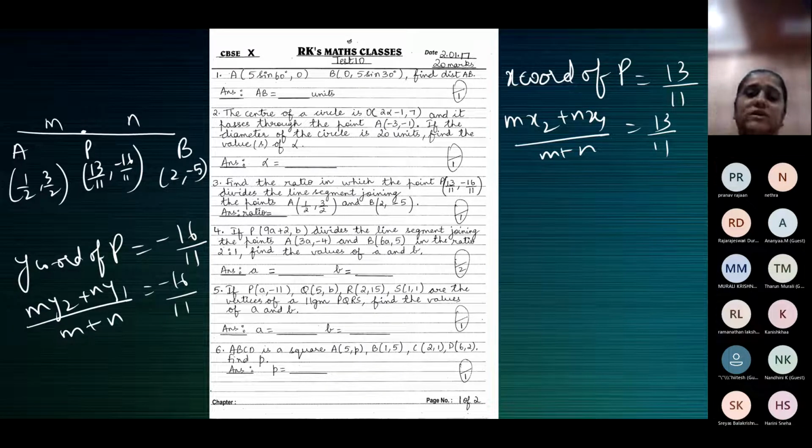If you take k is to 1, then you will get k is 2 by 5, so 2 is to 5 is the ratio. Quickly.